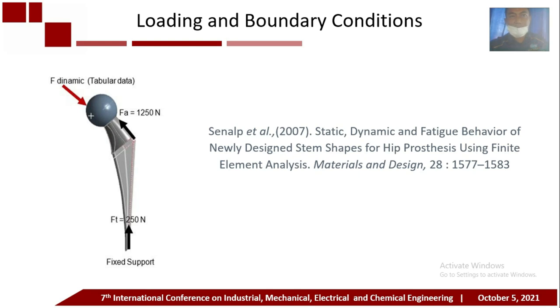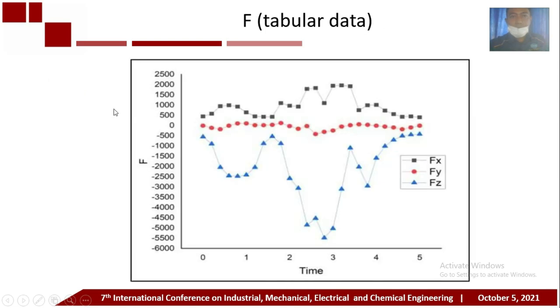Loading and boundary condition. The type of loading used is dynamic load. Human activities of loading analysis are carried out in running condition. Simplified, dynamic loading for walking condition refers to Synapse et al., Static, dynamic, and fatigue behavior of newly designed stem shafts for hip prosthesis using finite element analysis, Materials Science. This figure shows the loading and boundary conditions.